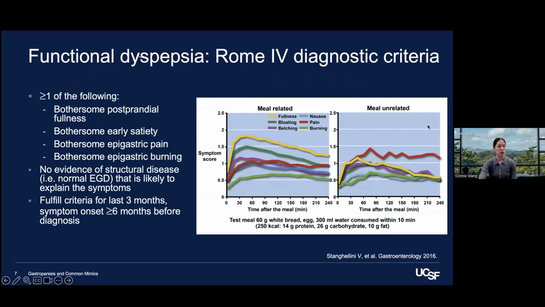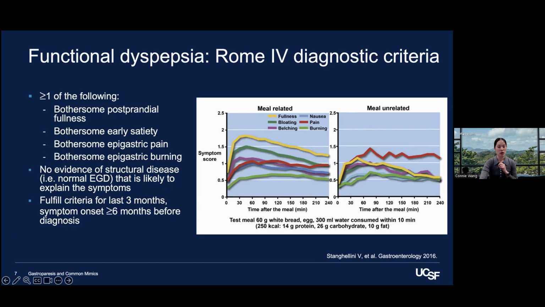In terms of functional dyspepsia, how do we diagnose this? This is based on the Rome 4 diagnostic criteria, which requires at least one of the following symptoms: bothersome postprandial fullness, bothersome early satiety, bothersome epigastric pain, or bothersome epigastric burning. Similar to gastroparesis, there has to be no evidence of any underlying structural disease to explain the symptoms, which typically can be assessed with an endoscopy. All these criteria have to be fulfilled for the last 3 months, with symptom onset at least 6 months before the time of diagnosis.